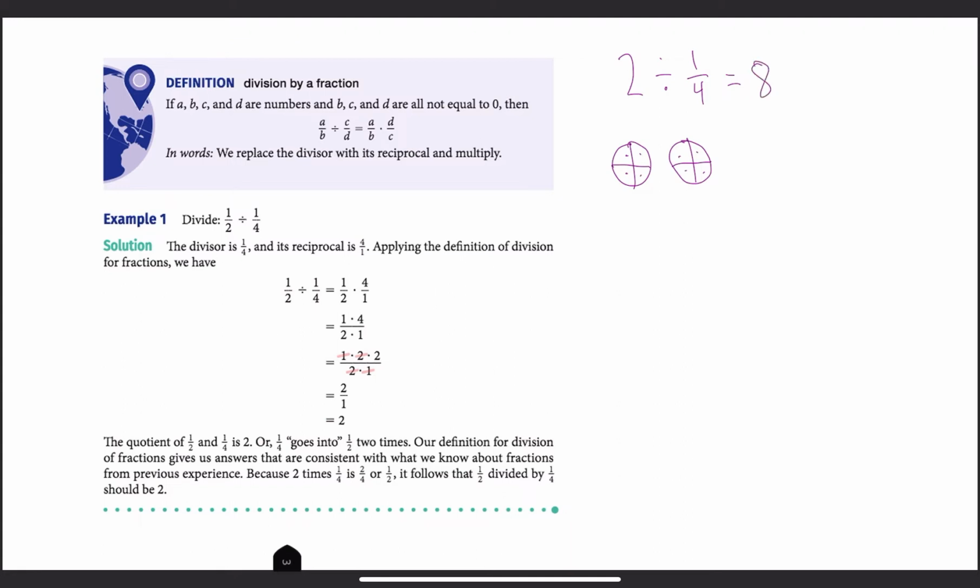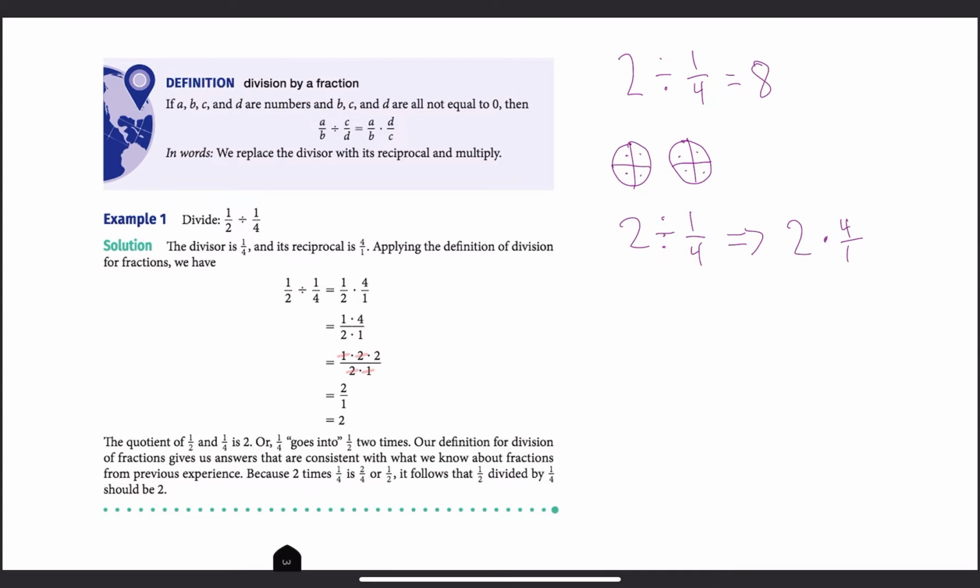Now that's great if I can visualize it every time. But how could I show that mathematically? Well, it turns out that the relationship here is that when you're dividing by a fraction, let me draw the original again. When you're dividing by a fraction, that is the same as multiplying by its reciprocal.